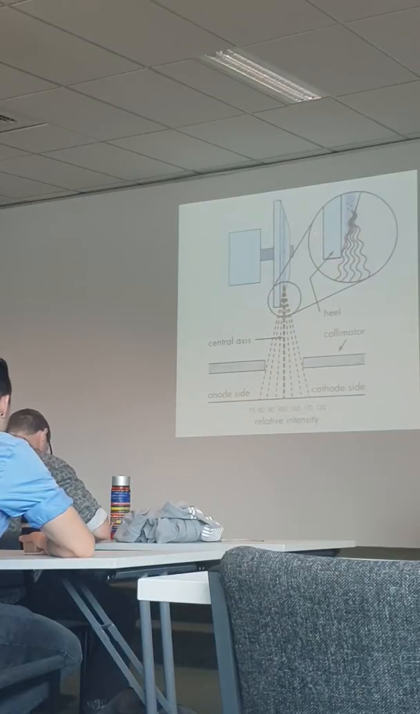So here you go. The heel of the anode is just cutting off some of the X-rays. So on the cathode side, you're going to have more intense X-rays. On the anode side, you're going to have less intense. So what we do with this is we can place the anode side towards the thinner side of the patient.